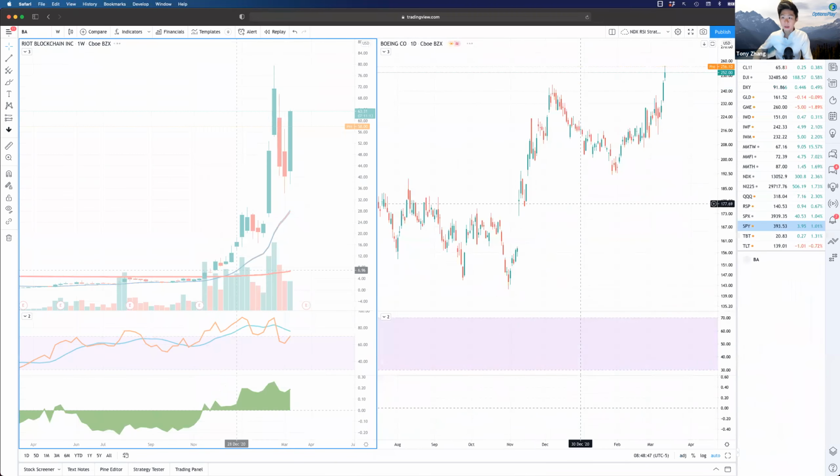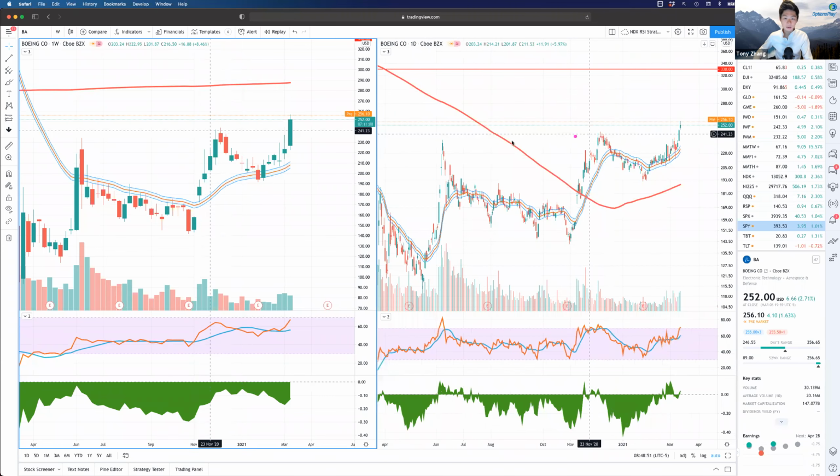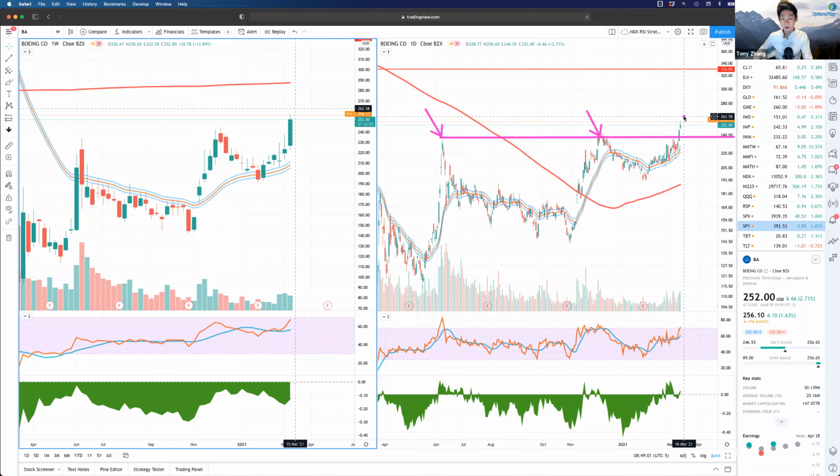Next one is Boeing. A lot of investors asking about Boeing, and interestingly enough, so far it's breaking above this 237, 235 level, which was that June high. It was that November high, breaking out here.